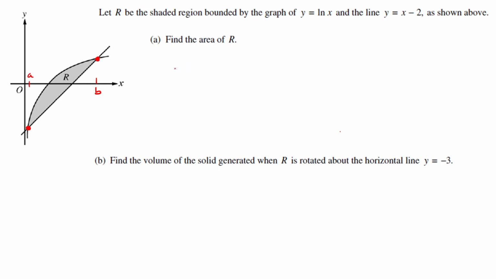Okay, so this is going back to top minus bottom. In this case, the top function would be the natural log, and the bottom function would be x minus 2. If we were just interested in setting up the integral, this would be our setup. We would just need to go find our bounds, which we'll do in a minute.